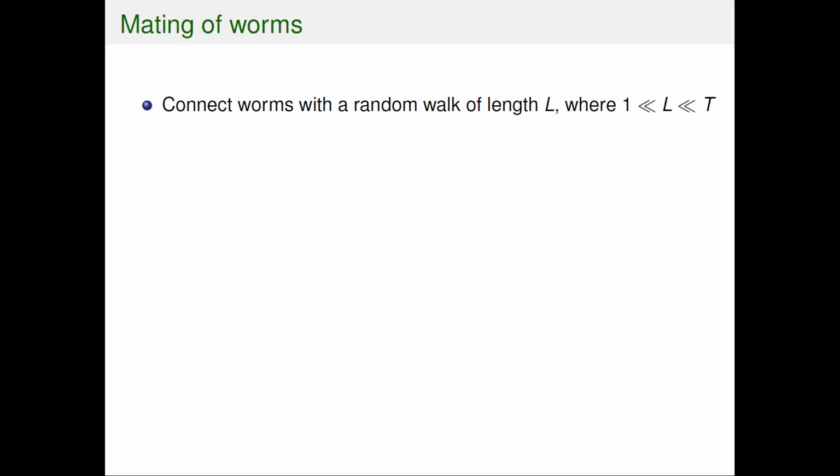So somehow we want to connect the endpoints of worms from group 1 to the starting points of worms from group 2. We want to connect them with a simple random walk of length L, where this L is long, but certainly much shorter than the length T.